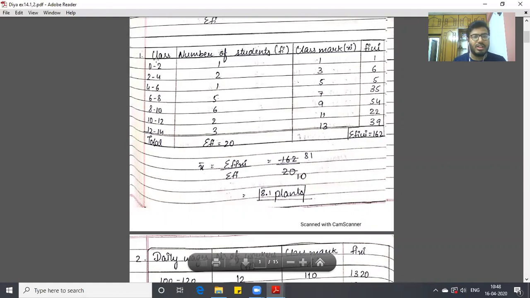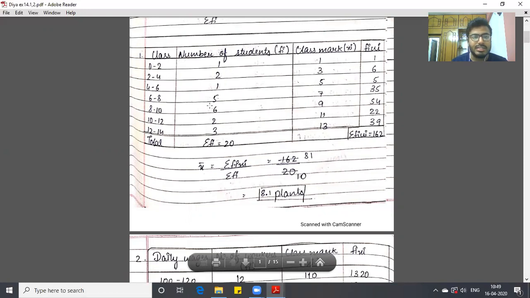Now here they have written the class and frequency. And here for the class mark, what do we have to do? Upper limit plus lower limit divided by 2. So 2 plus 0 upon 2, so 2 by 2 is equal to 1. 4 plus 2, 6. 6 by 2 is equal to 3. In that way, you're getting the class mark.